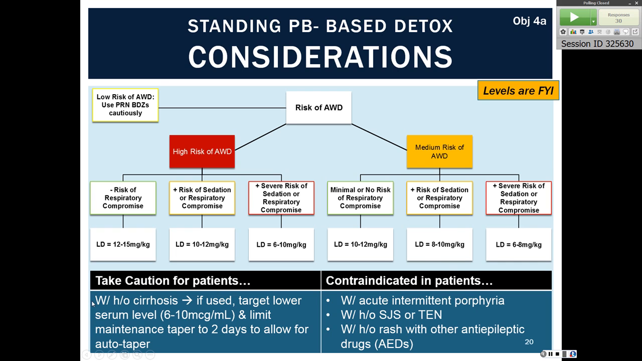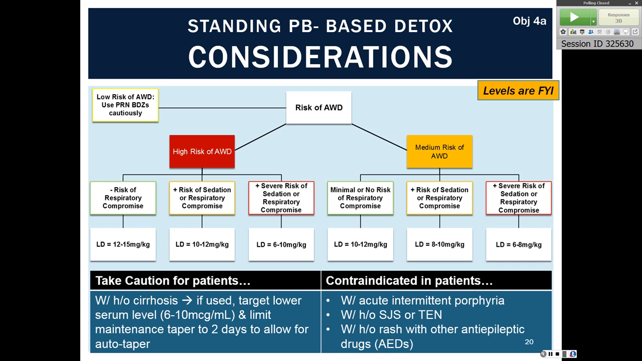So, with phenobarb-based detox, you want to take caution in people who have a history of cirrhosis, which is tricky because a lot of people with alcohol use disorder have a history of cirrhosis. It doesn't mean we can't use it though. You just take caution and use a lower serum target level. You can also limit the maintenance taper to 2 days to allow for the auto taper. Because it lasts so long in the body, in somebody with cirrhosis, it's going to last even longer.